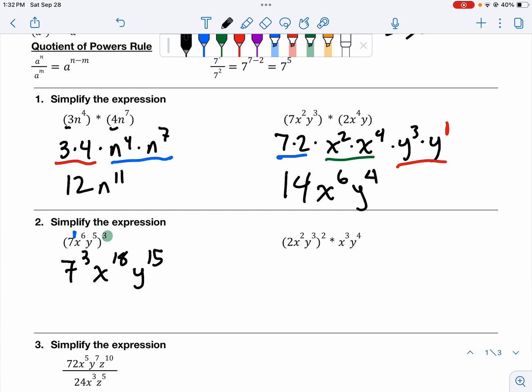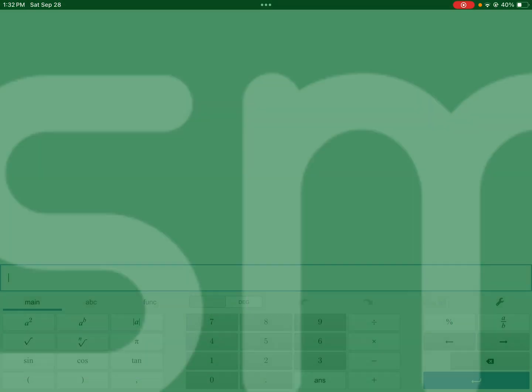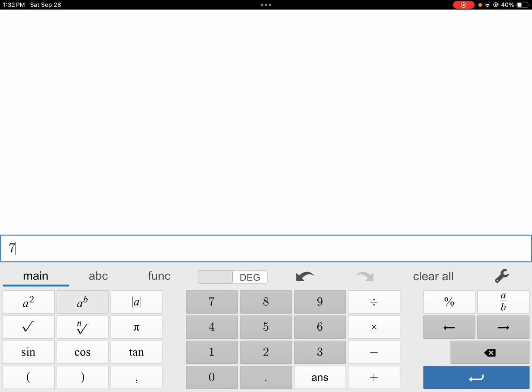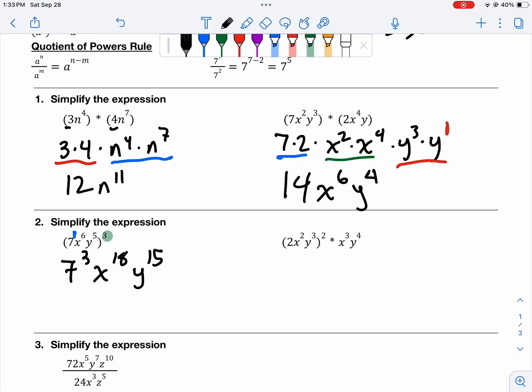Now, last week, we would have just left 7 to the 3rd and moved on. But this is kind of one of those annoying mathematician things. When we have variables and we have a coefficient, we like to know what the coefficient actually is. So here we are actually going to go to our calculator and we're going to calculate what is 7 to the third. So 7 to the third is 343. So we're going to have 343 x to the 18th, y to the 15th.